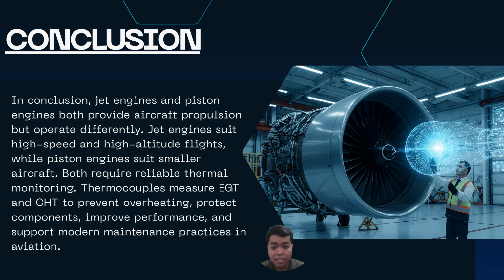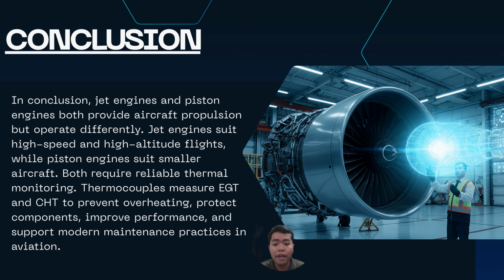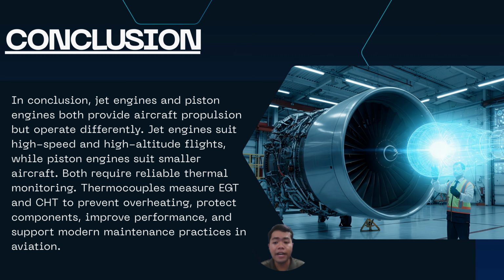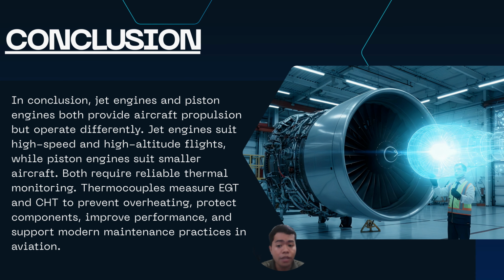In conclusion, jet engines and piston engines both provide aircraft propulsion but operate differently. Jet engines suit high speed and high altitude flight, while piston engines suit smaller aircraft. Both require reliable thermal monitoring. Thermocouples measure EGT and CHT to prevent overheating, protect components, improve performance, and support modern maintenance practices in aviation.